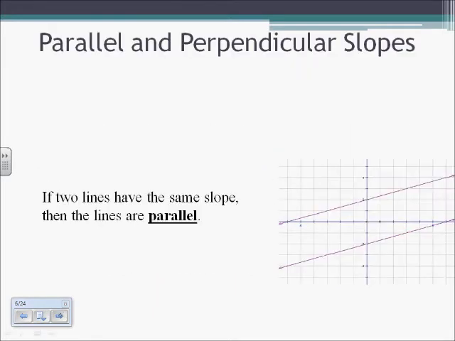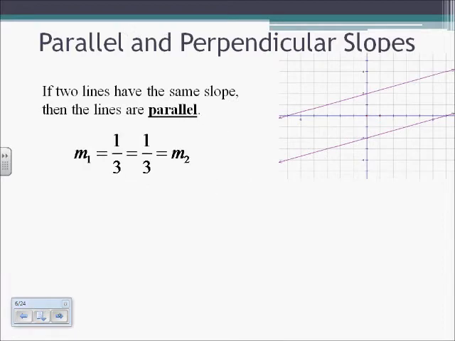Alright, next thing, parallel and perpendicular slopes. If two lines have the same slope, then the lines are parallel. Here we have the slope of line number 1 being 1/3, and line 2 being 1/3 as well. We can track that here. Up 1 over 3, up 1 over 3, up 1 over 3. Same thing in the bottom. So therefore, the lines are parallel because they have the same slope.